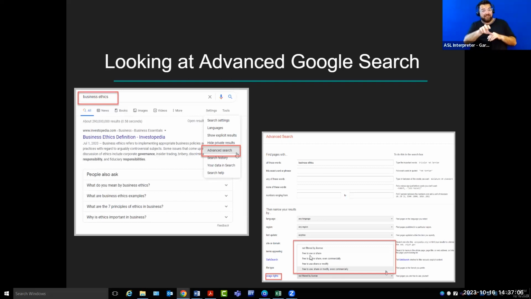You get lots of choices here for the license, and then you'll get hundreds of thousands of hits. So you want to try to narrow your search as much as possible, to try not to drive yourself crazy on the Google Advanced Search.